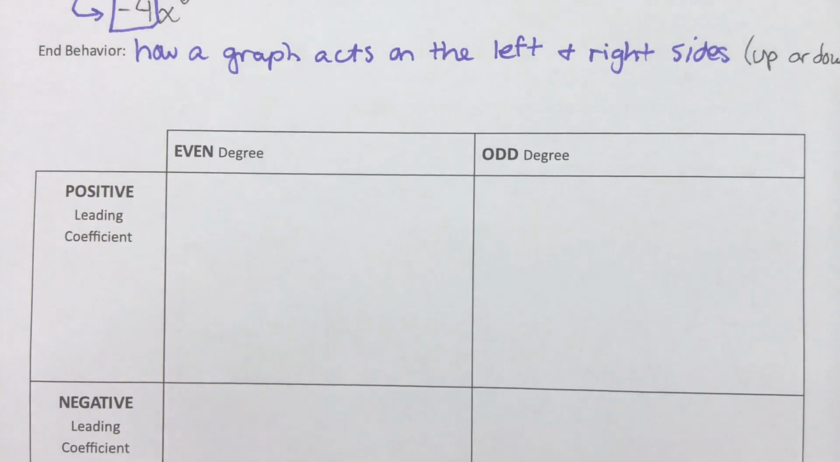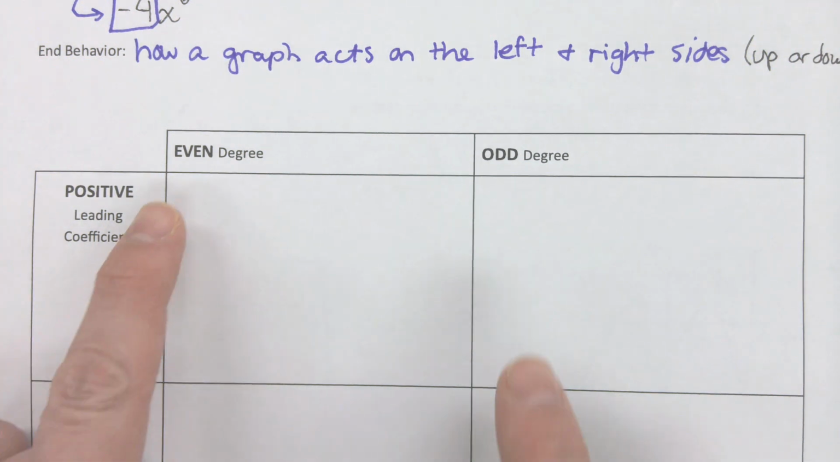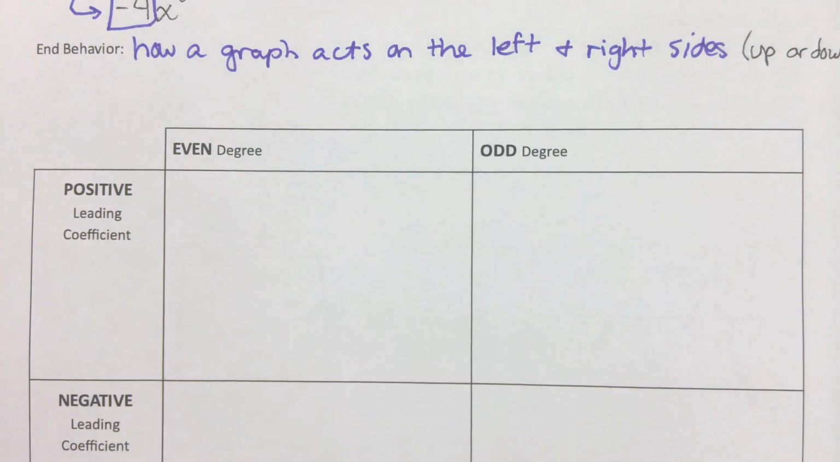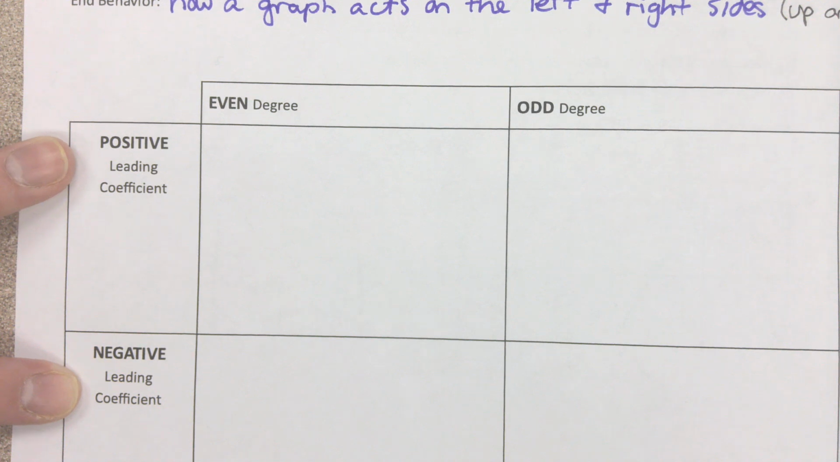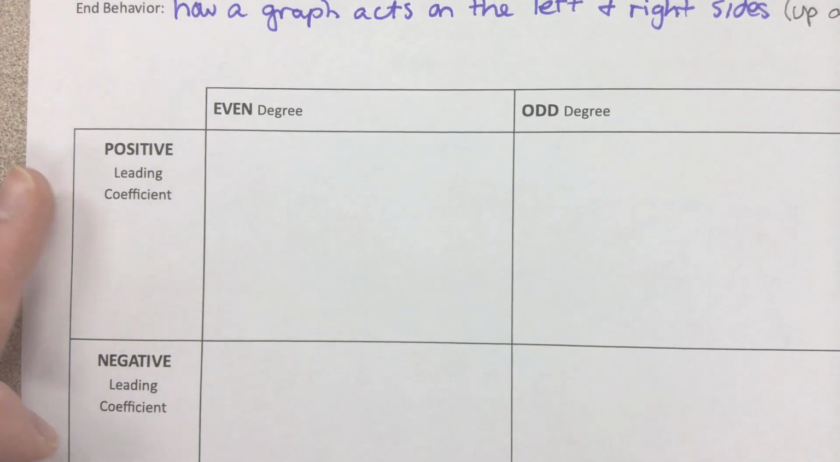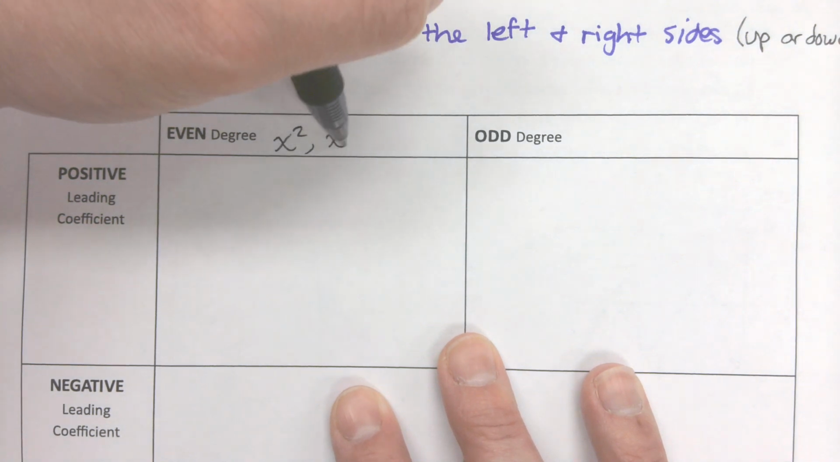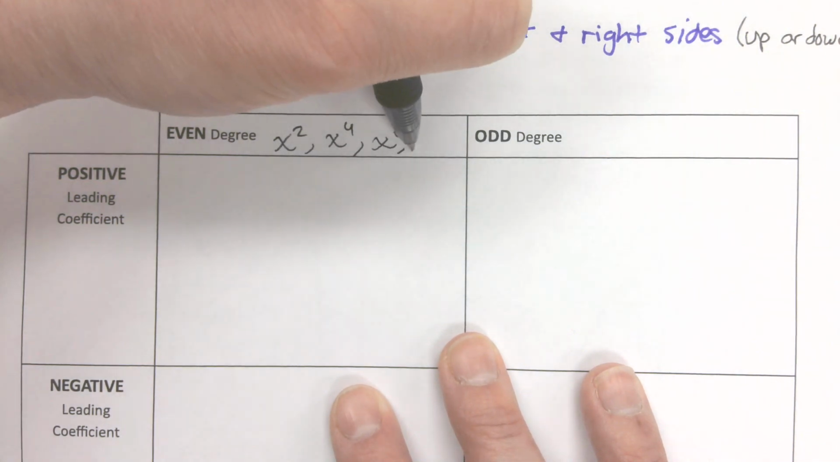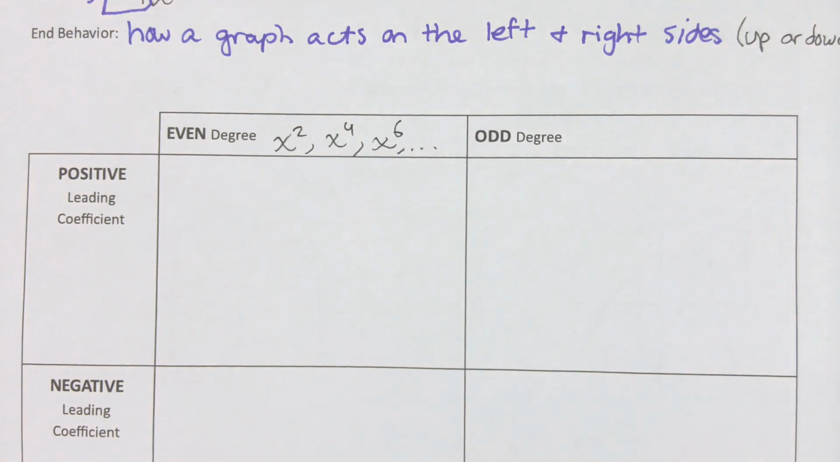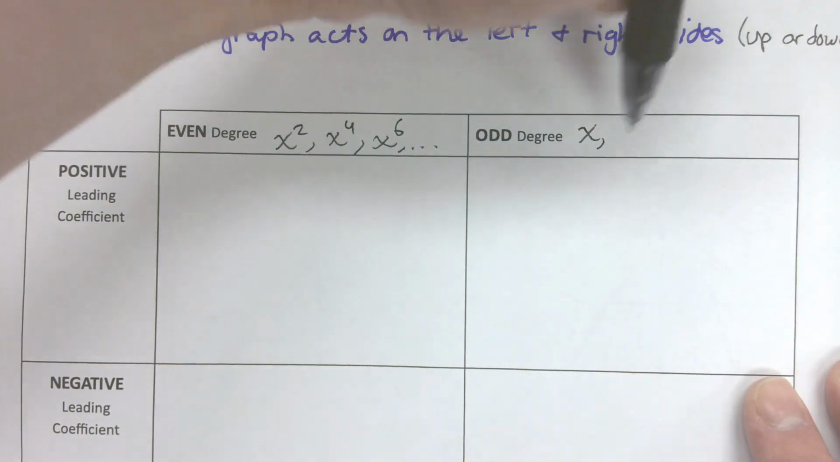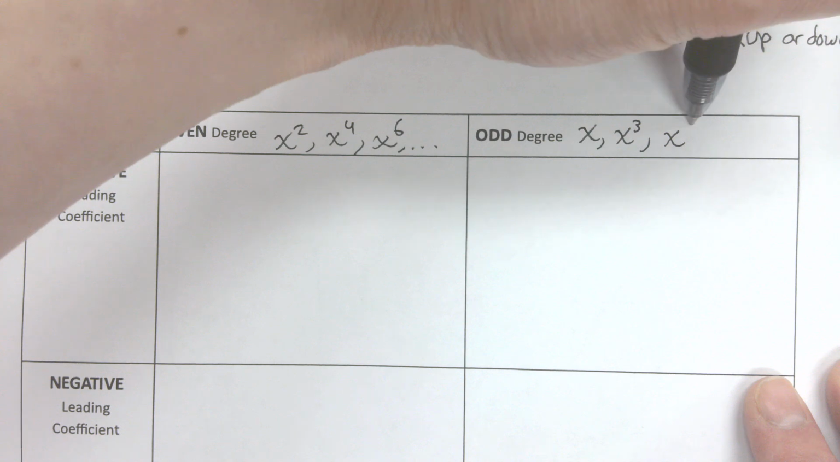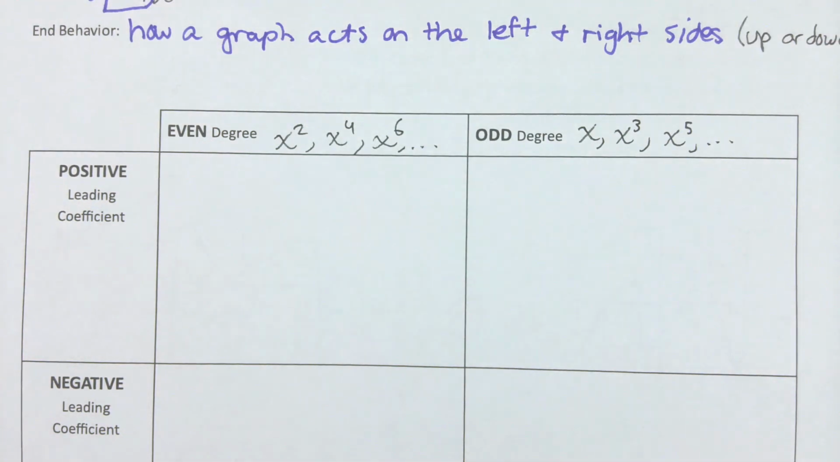In end behavior, there are two factors you have to consider: whether it has even or odd degree, and whether it has a positive or negative leading coefficient. Let's start with even versus odd. Even degree would be if you had x squared, x to the 4th, x to the 6th, anything with an even exponent. Odd degree would be the opposite of that. If we had just x, x cubed, x to the 5th, or any other odd exponents, that would be odd degree.